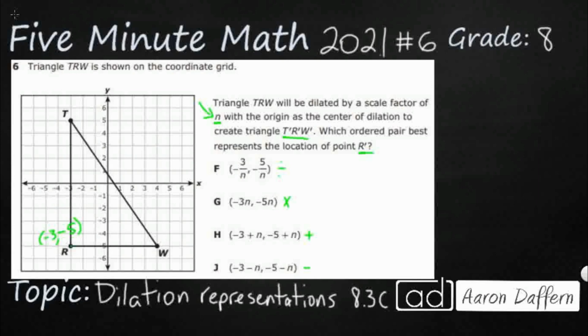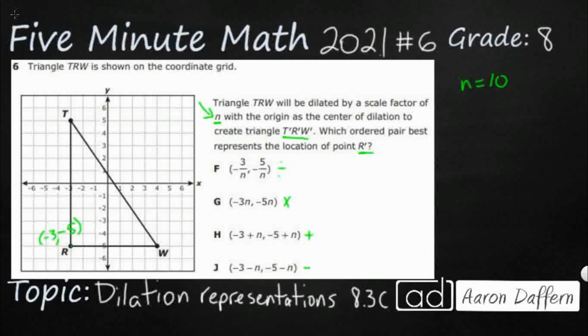So if we wanted, let's just make n something, right? Let's say n equals 10. Okay, so let's make it big and obvious. All right. So if we wanted a scale factor of 10, that means we're going to make this 10 times as big. It's going to be huge. Like, it's going to be off the screen. It's going to be much larger than this particular coordinate grid can handle, but I want to make it much bigger. Okay, so let's see what happens to -3, -5 in all of these.